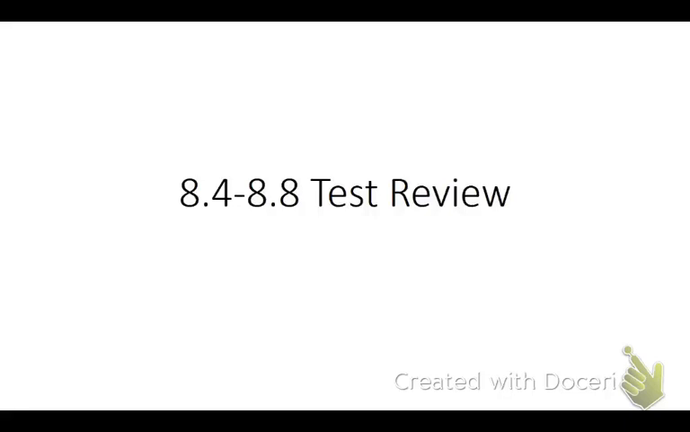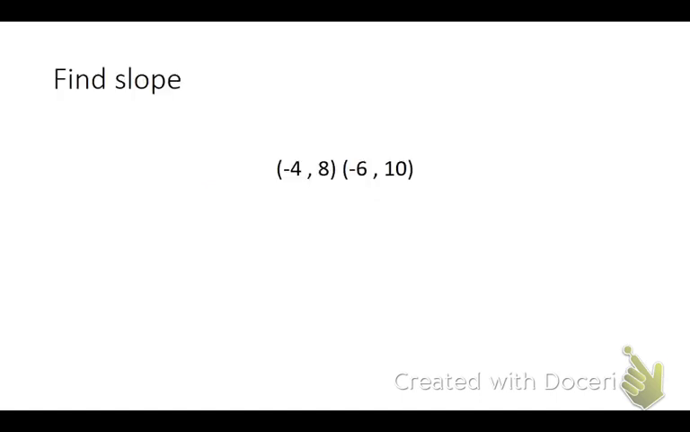All right, we're in our 8.4 through 8.8 test review. The first question is finding slope, and this is one that you guys just did. What is the formula for finding slope? What's my formula? y2 minus y1 over x2 minus x1. Very good. y2 minus y1 over x2 minus x1.